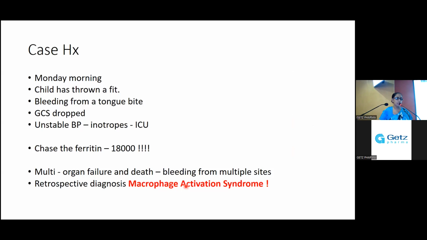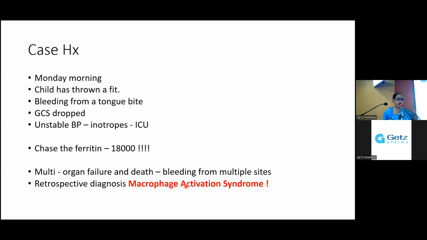What happened Monday morning when we went? The child has torn a fit. He was bleeding from the tongue bite. GCS has dropped. Unstable BP. ICU. Chased the ferritin that we sent 2 days before. It was 18,000. That is when I saw my first macrophage activation, because I'm just sharing experience because this is important.